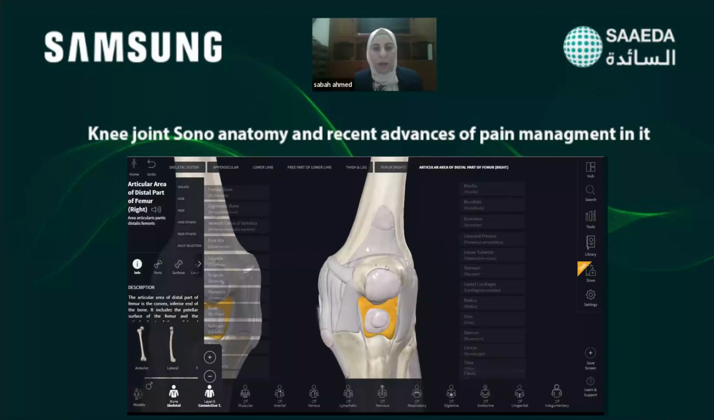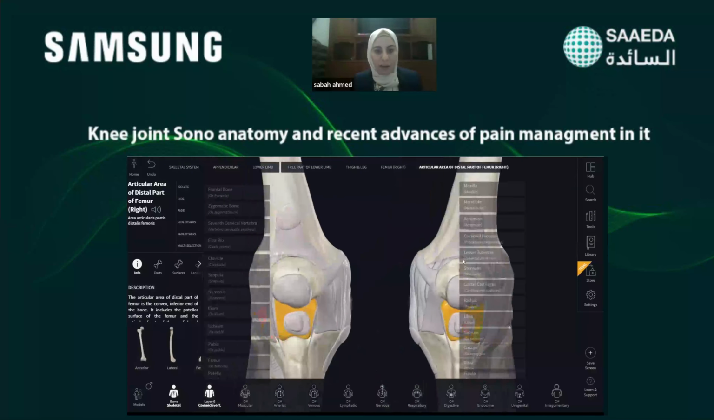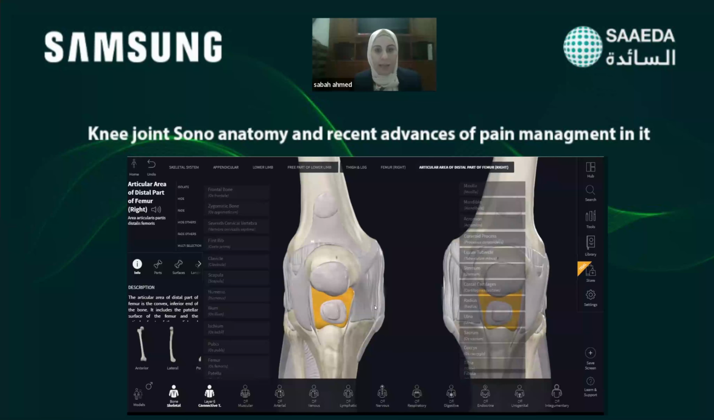For a proper examination of the knee joint, we should divide the knee joint into multiple compartments: anterior, posterior, medial, and lateral. Now I am teaching on the right side. So we have the anterior compartment, medial, lateral, and posterior compartment.